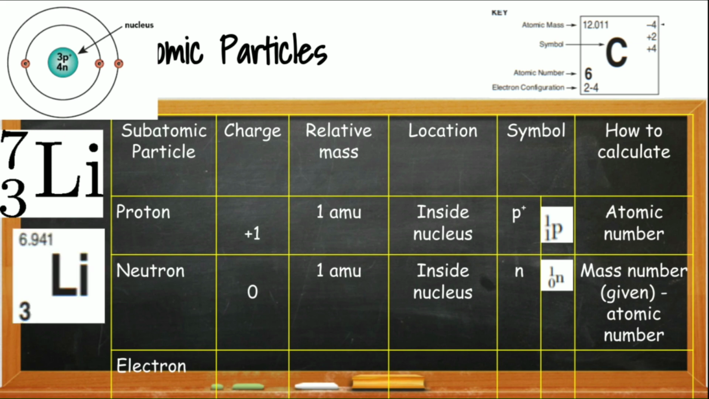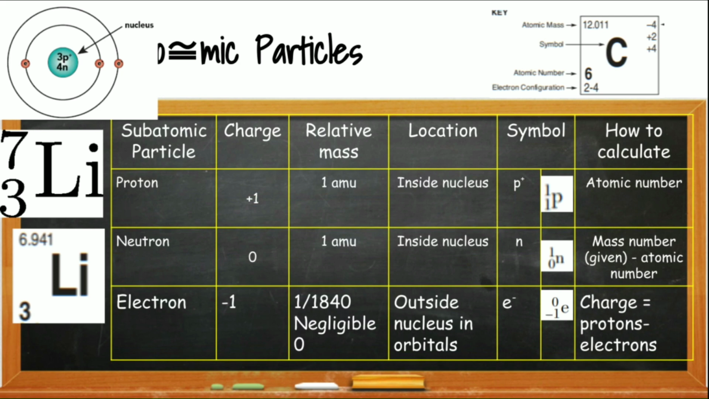Now, notice how the mass number should be a whole number, but our reference table gives a decimal number. The reference table gives the average mass of all the naturally occurring versions of that element. But when we write a mass number, it should be given to us as a whole number.